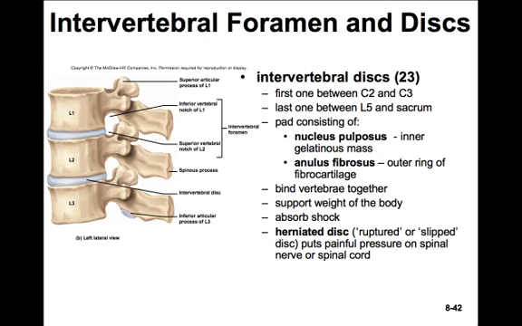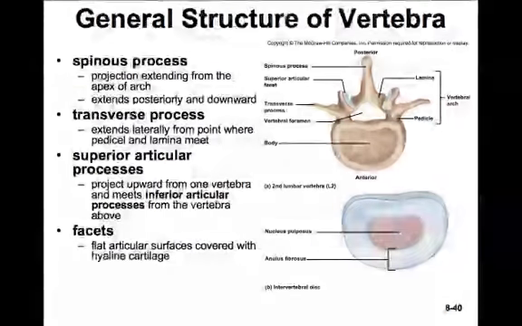Each disc is a pad that consists of a nucleus pulposus, which is an inner gelatinous mass, and an annulus fibrosus, which is an outer ring of fibrocartilage. And they allow the vertebrae to stack on each other and support the weight of the body. They act in absorbing shock. Let's look at that disc.